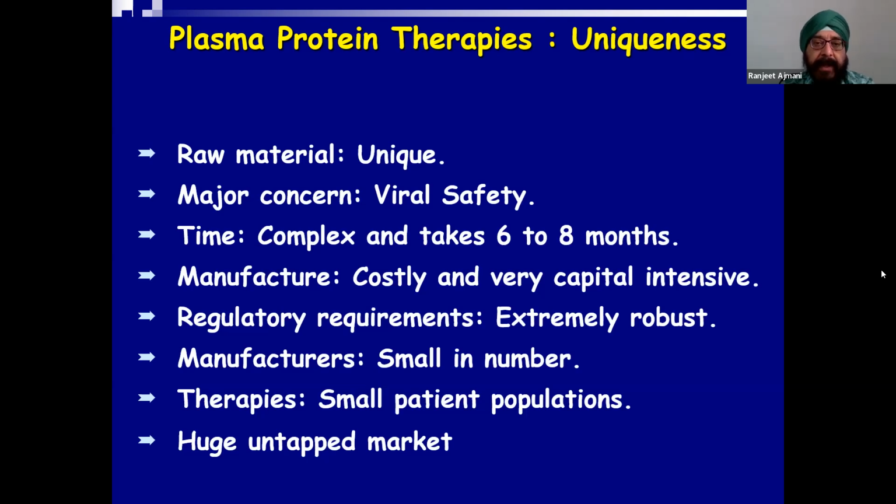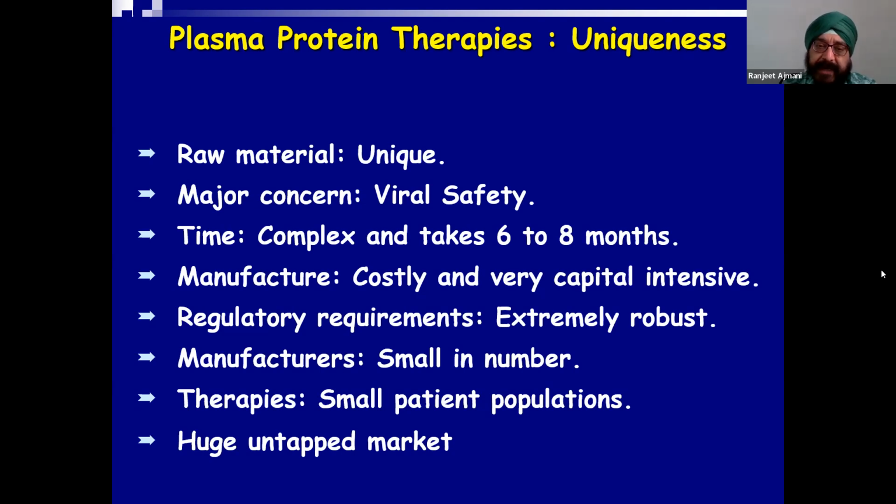That's different here. The major concern is viral safety. That's why the plasma has to be safe to make the product safe. As I said, it's a very complex process. It takes about 6 to 8 months. Its manufacturing is very costly and capital intensive. The regulatory requirements are extremely robust and stringent.